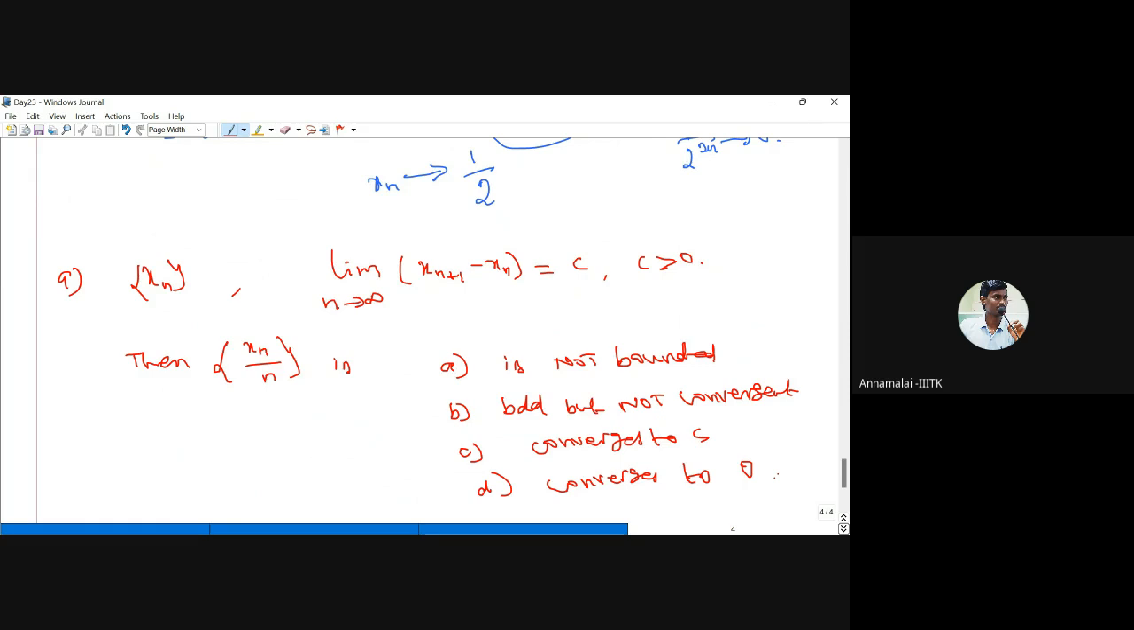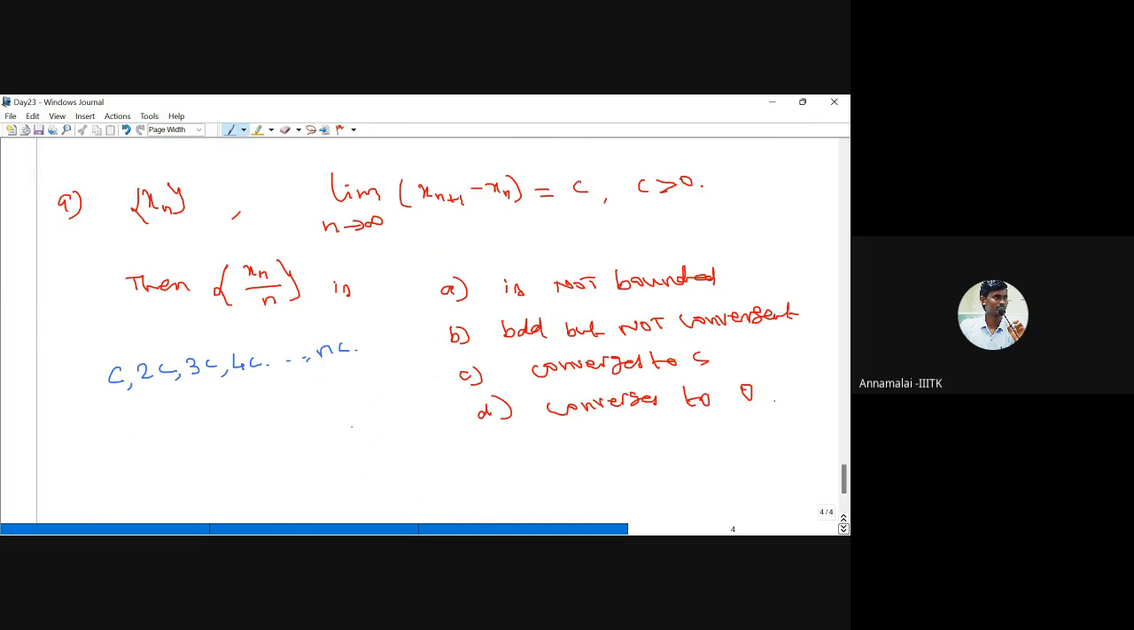Okay, so the given sequence satisfies that the difference between consecutive terms is always c. So if I start with the first term c, the second term should be 2c, because the difference should be c. The third term should be 3 times c, because the difference is c. Then 4c, 5c, etc. The nth term I am taking as nc. So I am guessing that this sequence satisfies the condition: the difference between the (n+1)th term and the nth term is c. The c is any positive number.